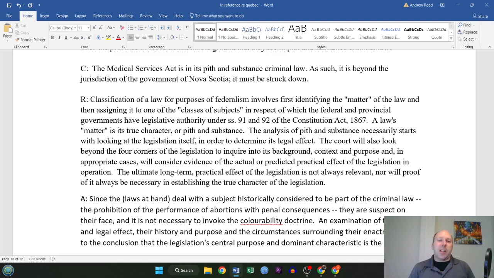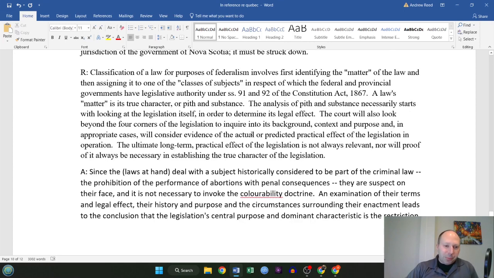So first they're looking at the legislation itself in order to determine the legal effect. Then they're going to look beyond the legislation to find out the background, context, and purpose, and they can consider evidence of the practical effect of the legislation, although it's not always relevant, and you don't necessarily need proof of that long-term practical effect to establish the true character of the legislation.